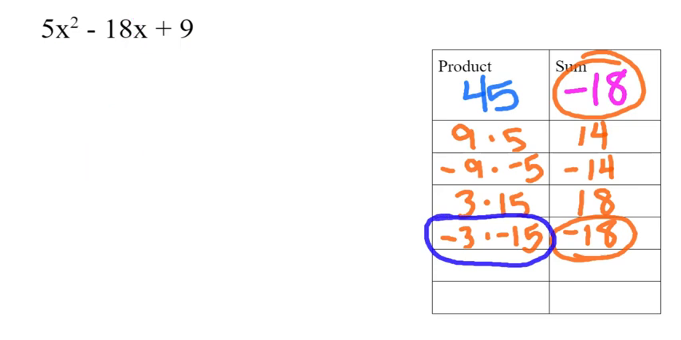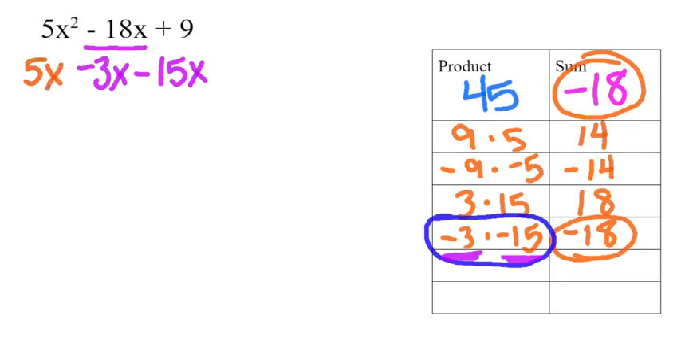So what I'm going to do is break up our negative 18x into negative 3x minus 15x. And that's because we have negative 3 and negative 15. That's why I broke that 18 into negative 3 and negative 15. All right, and again, I'm going to bring down that 5x squared, and I'm going to bring down that positive 9. So that's our expression right now.